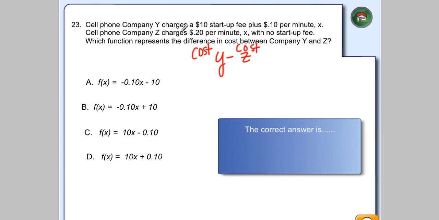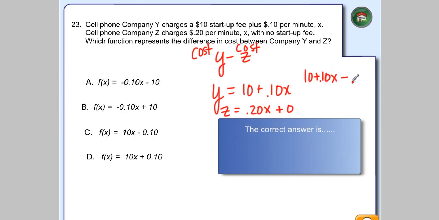So the cost of Y would be a $10 startup fee plus 10 cents per minute. And the cost of Z would be 20 cents per minute with no startup fee. So it would be $0. So now you're going to do 10 plus 0.10x and take away 0.20x. I'm going to put that in parentheses just because I know I'm subtracting that quantity.